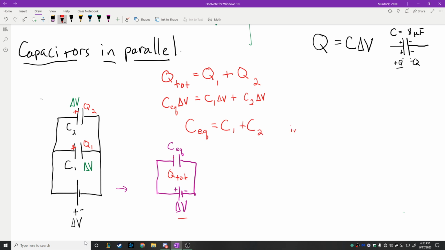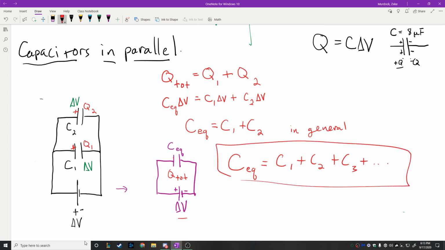And in general, if I have, like, 5 capacitors and they're all attached in parallel like this, for the equivalent capacitance you just sum them up, right? So in general, for capacitors in parallel, the equivalent capacitance is given by C1 plus C2 plus C3 plus however many you have in a circuit. Capacitors connected in parallel.